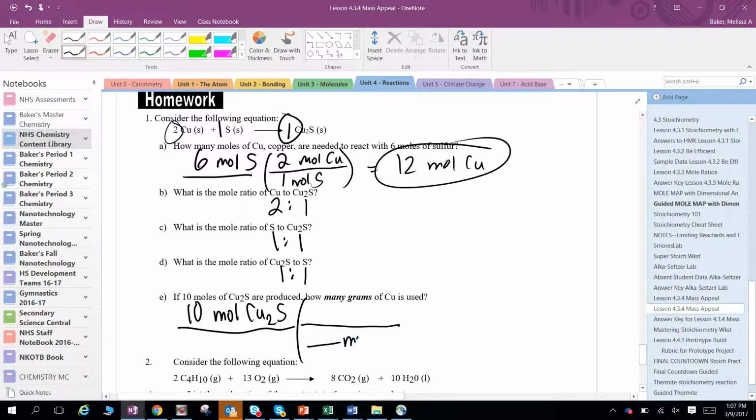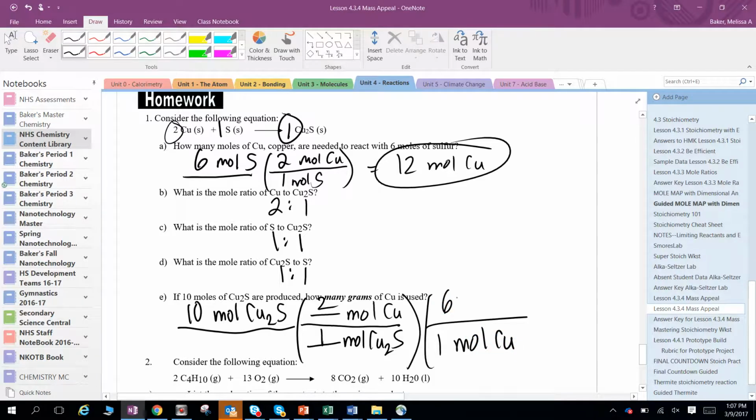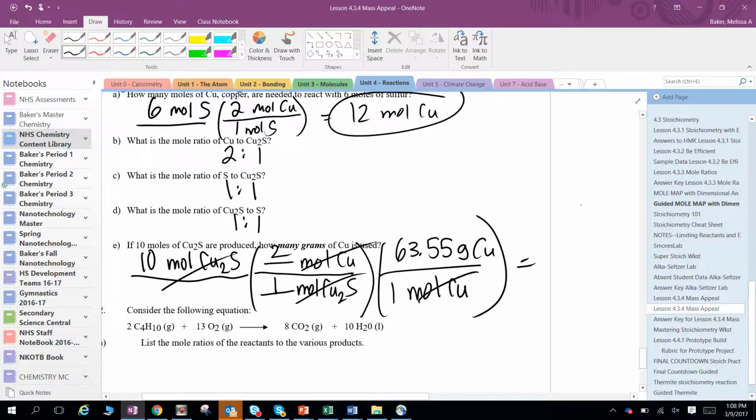Okay, well first let's get moles of Cu2S into moles of copper. The ratio is 1 to 2. So now that we've got it into moles of copper, we can convert it into grams. 63.55 grams is how much 1 mole of copper weighs. So we're converting moles of Cu2S into moles of copper, and then converting moles of copper into grams. So this would end up being 127.1 grams of copper.